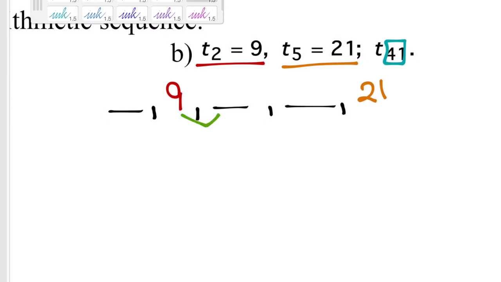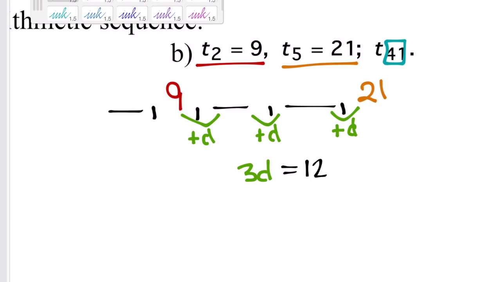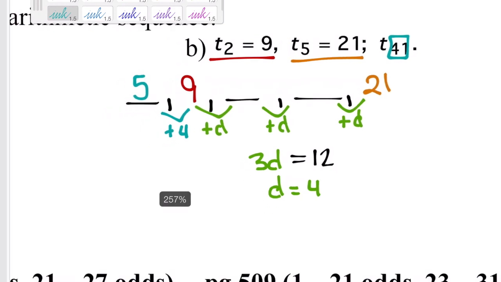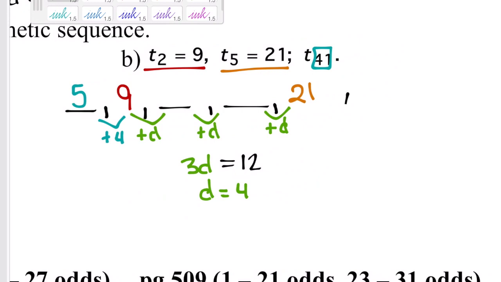So to find the common difference, I know I added d 3 times in order to get to the 21. So 3d would have given me that difference of 21 minus 9, which gives me 12. So my d, my common difference, would be 4. So I'm adding 4 every time. If I'm adding 4 every single time, then in order to go from the first term, adding 4 to get 9, my first term had to have been 5. So 5 plus 4 would have given us that 9.